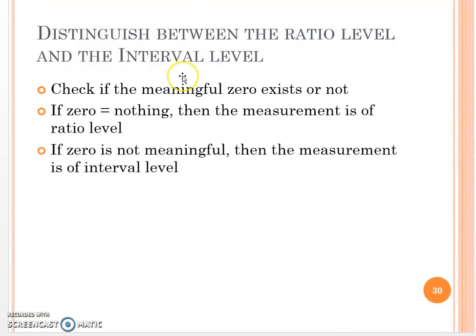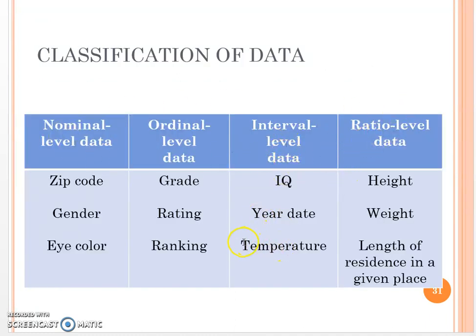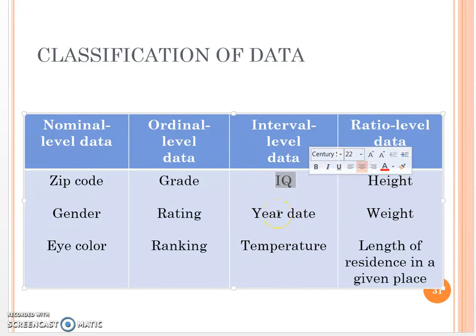So the next slide just talks about how to distinguish between the ratio and interval, because these two are pretty similar. Again, the key is to check to see if meaningful 0 exists or not. If 0 equals nothing, then it is of ratio level. If 0 is not meaningful, then it is of interval. Typical examples for interval will be temperature, no meaningful 0. Year, no meaningful 0. IQ equals 0, it doesn't mean the person doesn't have an IQ, right? While the ratio level data is height, weight, length that we're pretty familiar with.